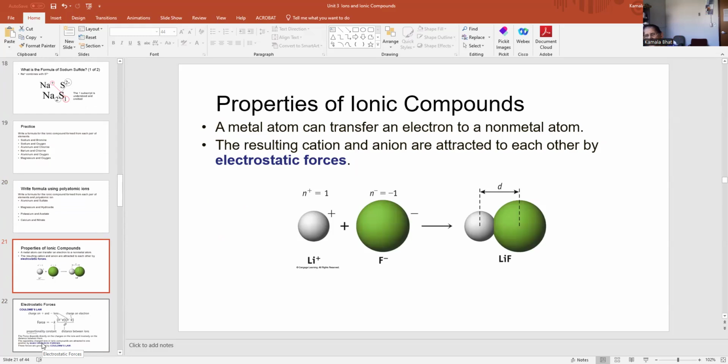The formula and properties of the ionic compounds. A metal atom can transfer an electron to a nonmetal atom. The resulting cation and anion are attracted to each other by electrostatic forces, as shown in the formation of lithium fluoride. Remember that the atoms just touch each other. The fluorine atom is bigger, and the lithium atom, because it lost its electron, is smaller. The distance between the two is the sum of the radii of the two atoms.